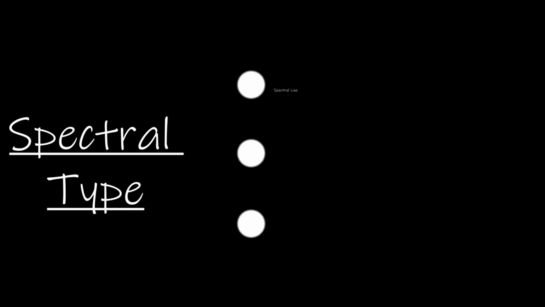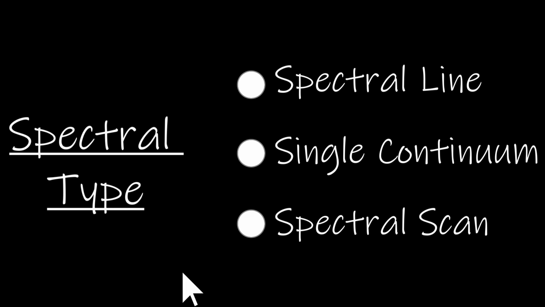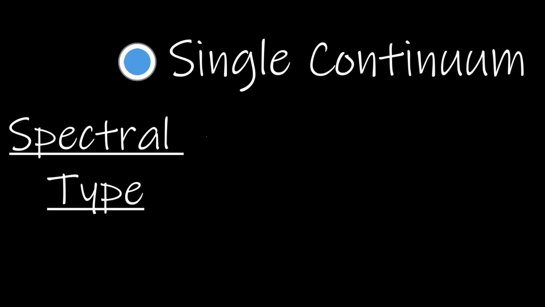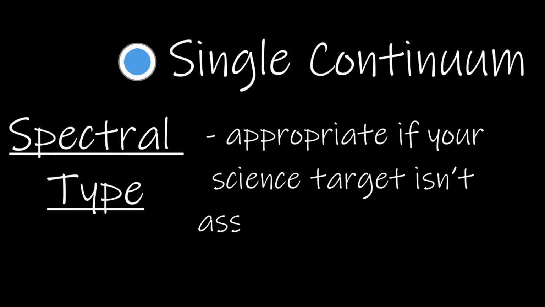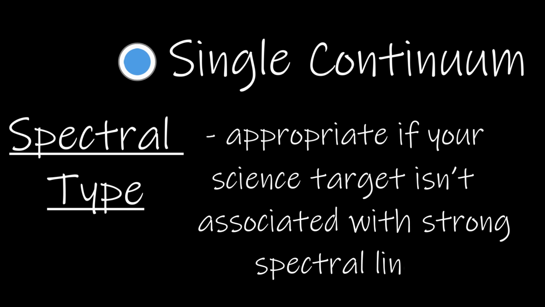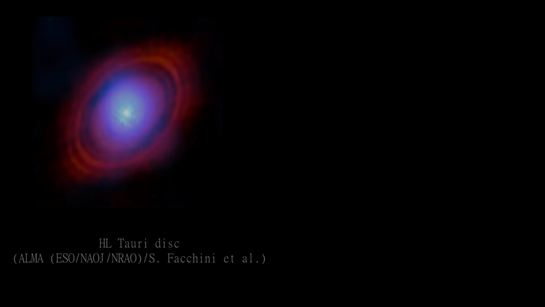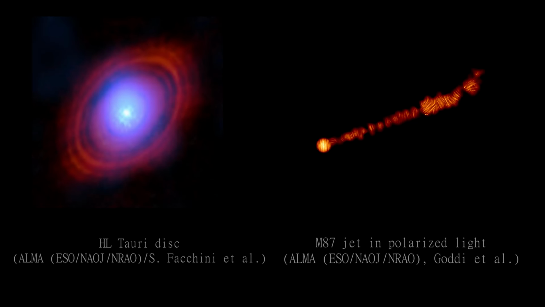When choosing the spectral observing mode in the OT, the single continuum setup is the simplest, but it is also the least versatile. It is appropriate if your science target isn't associated with strong spectral lines. Examples include thermal dust emission from some circumstellar disks, or free-free or synchrotron emission in distant galaxies.